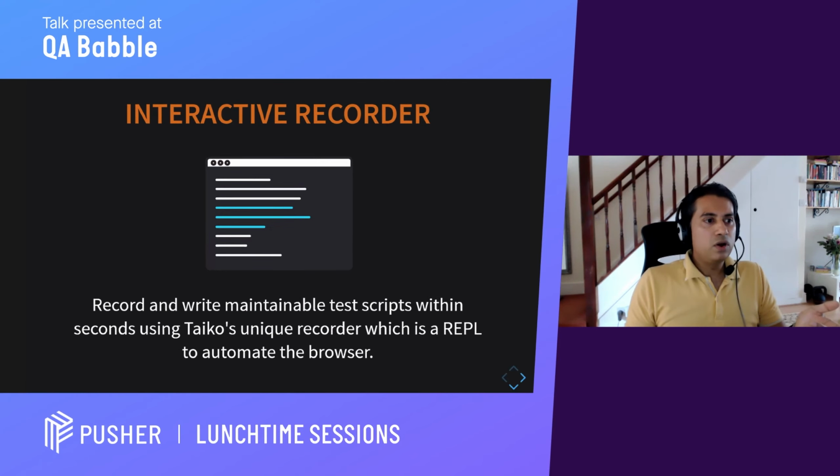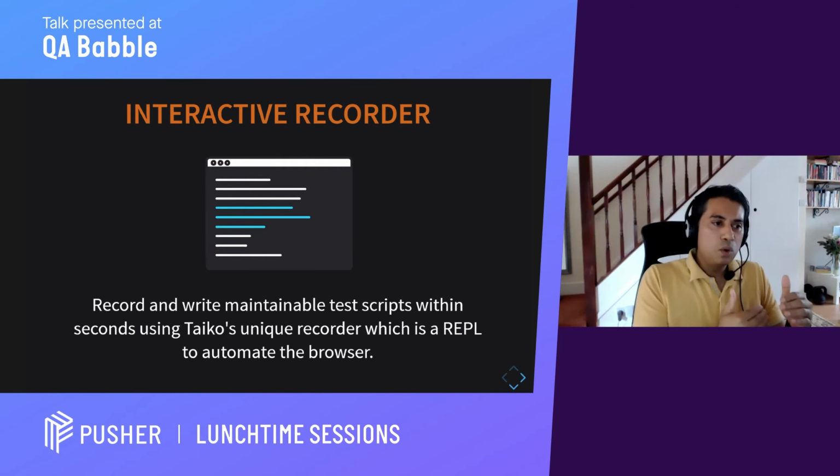Also, it's got an interactive recorder. As I showed on the Helium version, it opens a REPL mode. What that means is you can type code and see what's happening in the browser. This is quite powerful because traditionally we have to write the whole code, then run the code, and then see what's happening in the browser, then go back to the code, modify it, and then run everything again from the start. But in Taiko, because it runs in REPL mode, you can type a command and see exactly what's happening in the browser. In the demo, I will show you how it works.